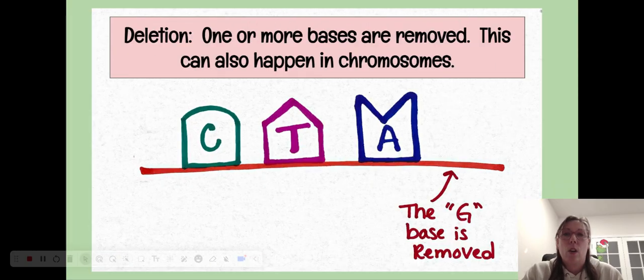Then we have our deletion. So same initial code. We've got one or more bases that are removed, and then this can also happen in chromosomes. In this case, we've got C, T, A, and then our G was removed. So that is an example of deletion.